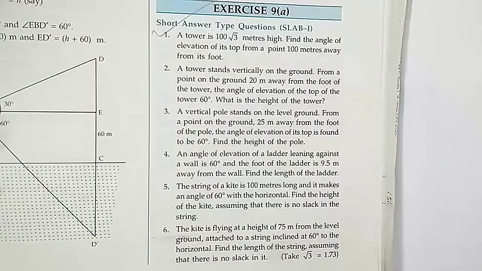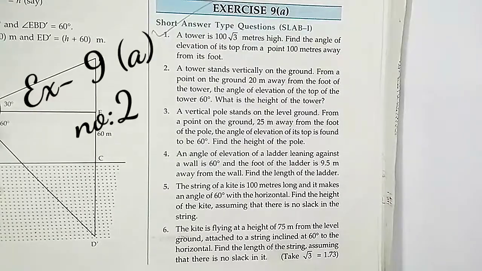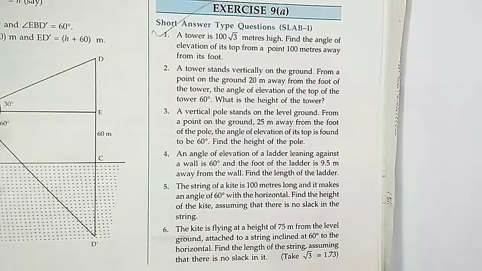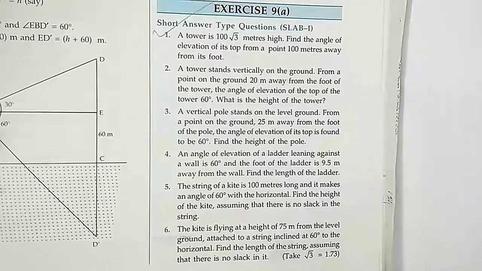In question number 2 it is given, a tower stands vertically on the ground. From a point on the ground 20 meter away from the foot of the tower, the angle of elevation of the top of the tower is 60 degree. What is the height of the tower? So let me first draw the figure.